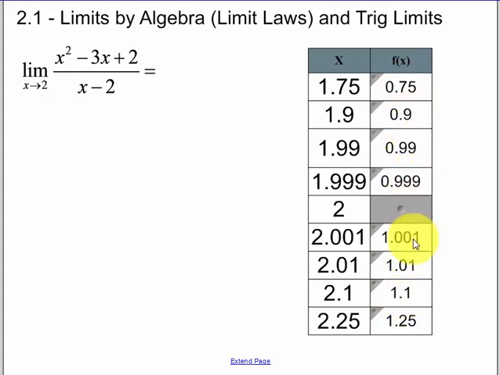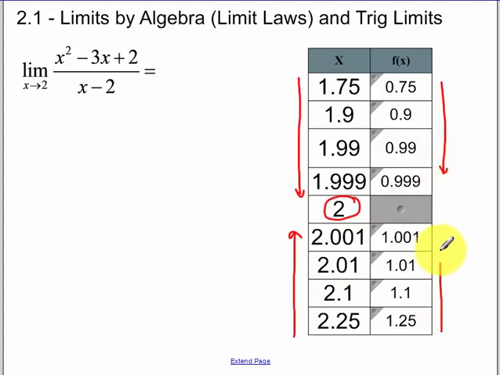and we approached from the left and from the right. We went to our value of 2, and it looked like we were getting closer and closer to our limit value of 1. But remember, here we had an error. And I said, okay, we can say our limit equals 1.